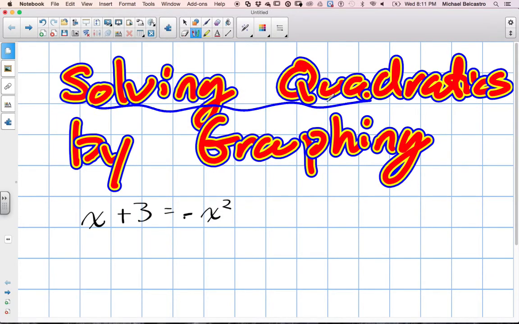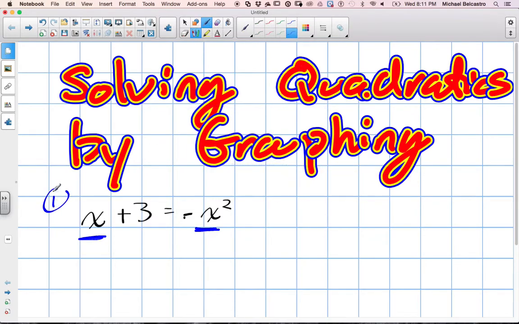We're going to go solving quadratics by graphing. So when we talk about solving a quadratic, it's because you're trying to find some values of x. Right now we have an equation, and it's set equal to negative x squared. In order to really solve a quadratic, we need to set it equal to 0, because if it's set equal to anything else, it gets relatively difficult to work with.